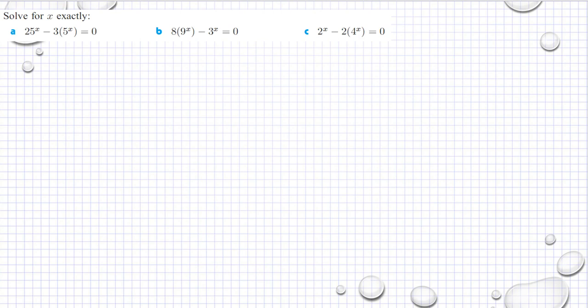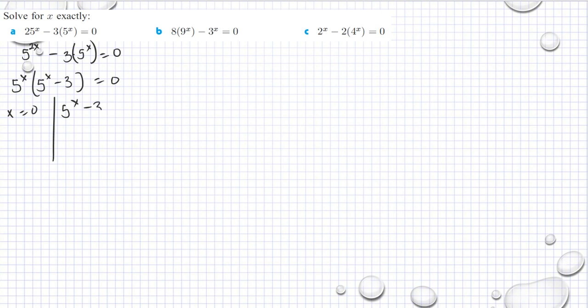More examples on this kind. We have 5 raised to 2x subtracted by 3 multiplied by 5 raised to x is equal to 0. And then we have 5 raised to x as a common factor. Then we have 5 raised to x times (5 raised to x minus 3) is equal to 0. The other one is x is equal to 0, as you can see already.